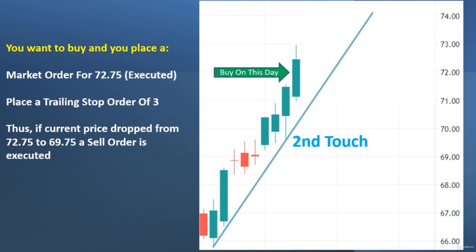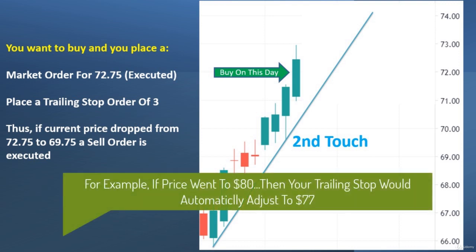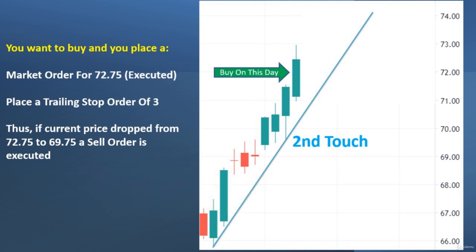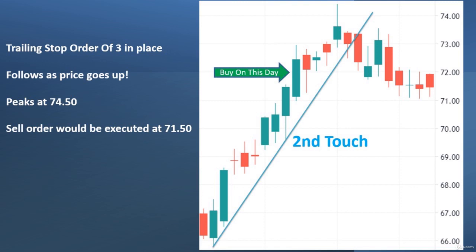But the idea behind this, the beauty of the trailing stop, is it's going to follow behind the market price. So if the market price, let's say, went up to 80, your trailing stop order would be at 77. So you see how it's kind of locking in the profits as it goes up. If we look at our example a little bit further, now we can see what later happened, and this was a real security, so this is what really did happen. It's following it as the price went up, and the price peaked at the very top, that long upper shadow, at about 74.50. So then your trailing stop order would be executed at 71.50. So you'd be locking in some of those gains, right?